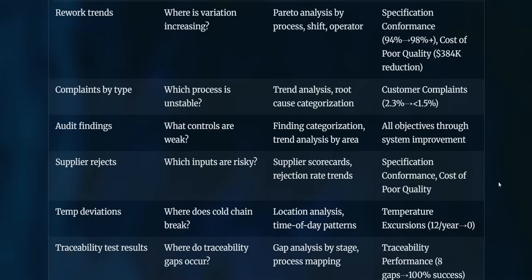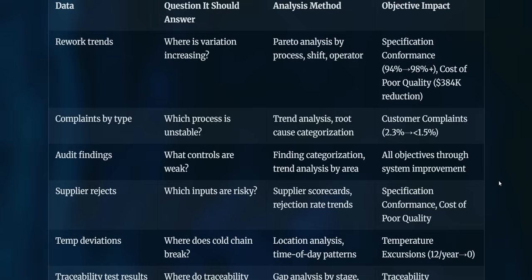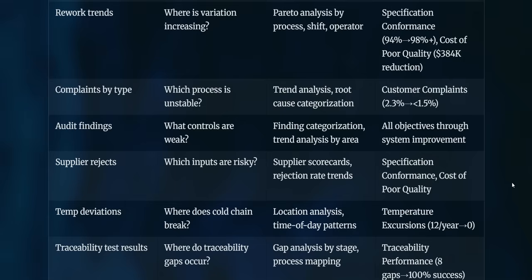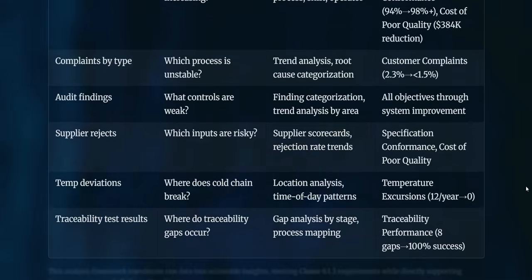The final data is traceability test results. The question traceability test result data should answer is where do traceability gaps occur? Analysis methods for traceability test data include gap analysis by stage and process mapping. The objective impact of traceability test results data includes improving traceability performance by eliminating 8 gaps of our objectives and ensuring 100% success.